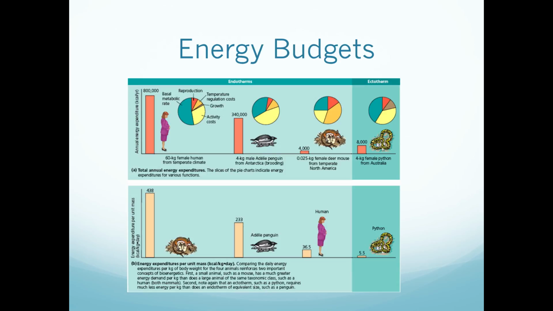And then if you look at the ectotherm, the python over there requires much less energy per kilogram because it's getting its energy from the environment. It's not having to produce its energy by itself. All right, so nice little slide here for energy budgets and the different requirements that organisms have based on their adaptations, their niche, and what type of organism they are. So I would say that this is a pretty important slide to understand.